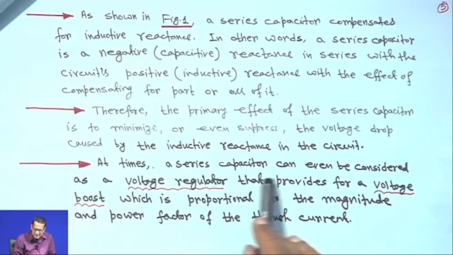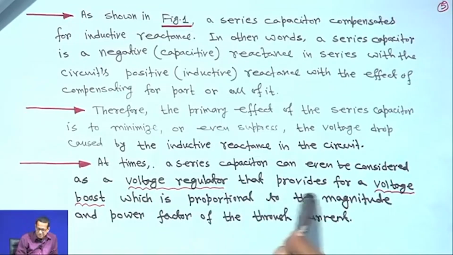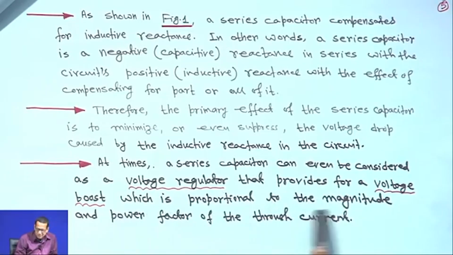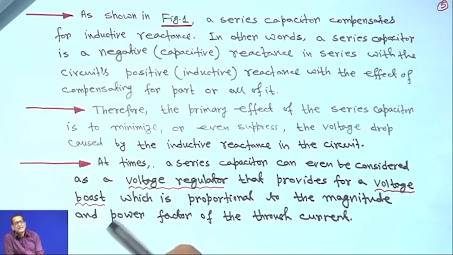But at times a series capacitor can even be considered a voltage regulator, because it provides a voltage boost which is proportional to the magnitude and power factor of the through current, because Qc is equal to I square Xc. So, the main purpose, or primary objective, of the series capacitor is to increase the voltage level of the network, right?